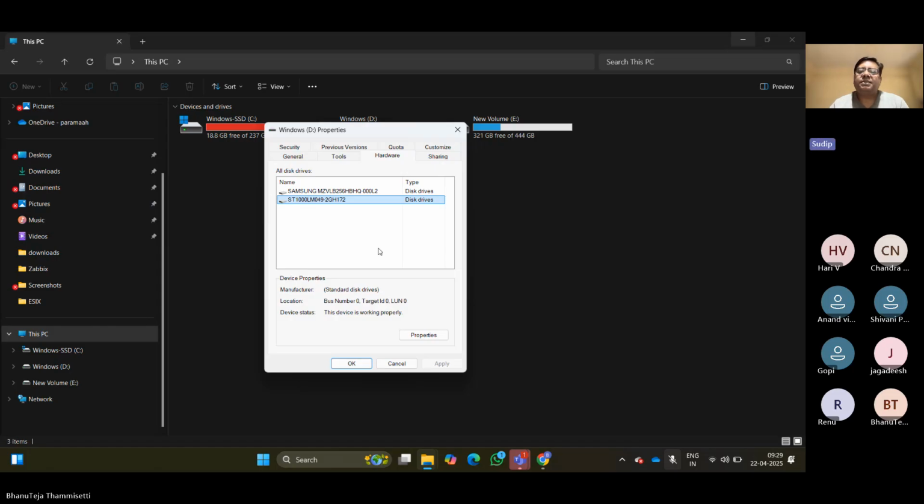Click on that Samsung hard disk, Bhanu, on the top. You see the location has changed. But the bus number, target ID, and LUN number still are the same. Now, what is this? This is really confusing, right? Just the location has changed, but the bus number, target ID, and LUN ID are still the same. Okay. What is happening here?